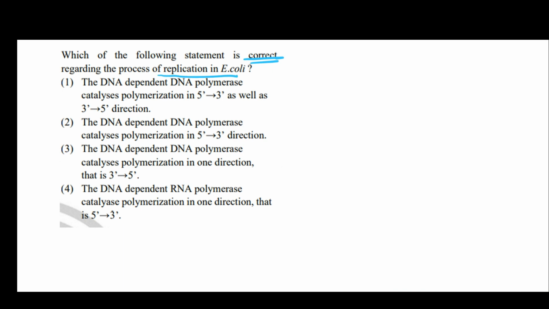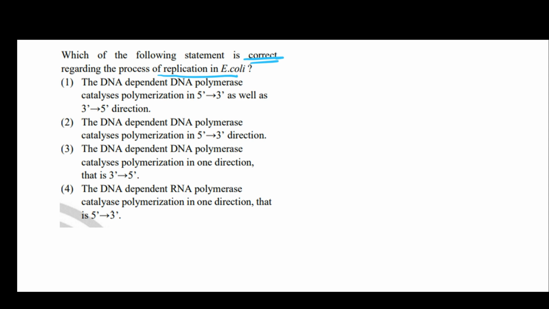The DNA dependent DNA polymerase catalyzes polymerization in 5' to 3' as well as 3' to 5' direction. The DNA dependent DNA polymerase catalyzes polymerization in 5' to 3' direction. The DNA dependent DNA polymerase catalyzes polymerization in one direction, that is 3' to 5'. The DNA dependent RNA polymerase catalyzes polymerization in one direction, that is 5' to 3'. Okay, so these are the options.